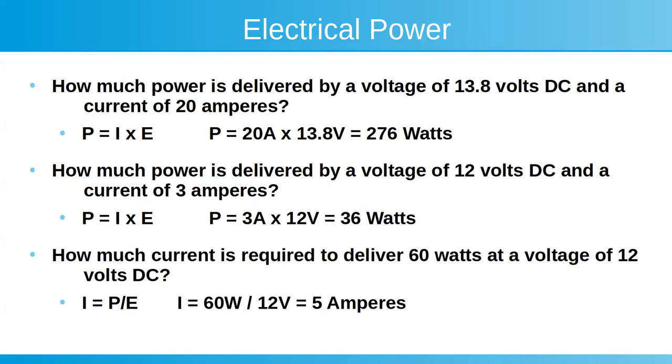Okay, so how much power is delivered by a voltage of 13.8 volts DC and a current of 20 amperes? So if you've got your little pie chart, we need to solve for P, so it'd be I times E, or E times I, however you want to label it. So it'd be 20 amps times 13.8 volts, or 276 watts. You shouldn't need the calculator to do that.